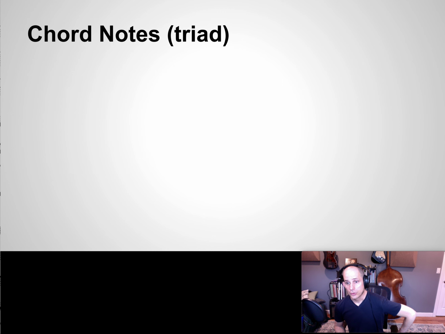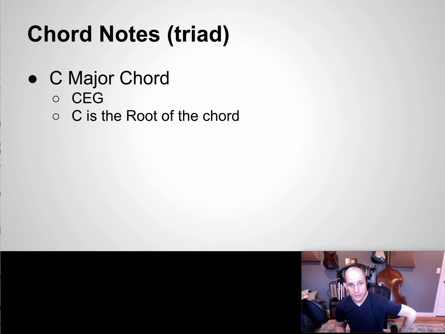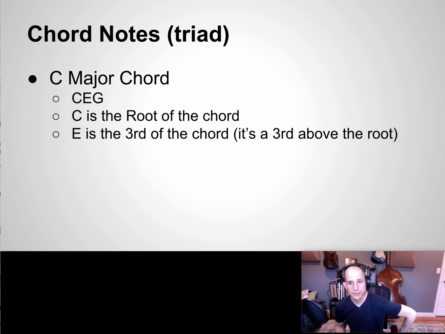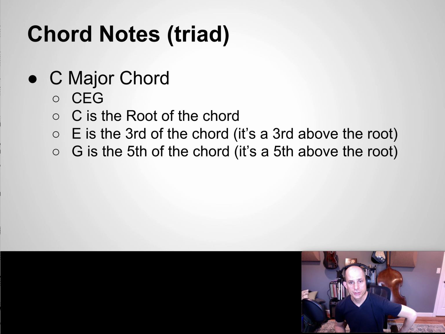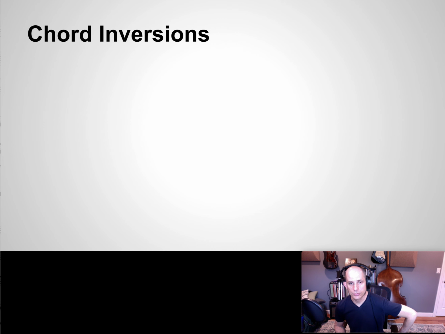So let's look at chord notes. Let's look at a C major chord. All right, C, E, G. That's how you spell it. C is the root of the chord. E is the third of the chord. It's a third above the root. That's the interval. G is the fifth of the chord because it's a fifth above the root.